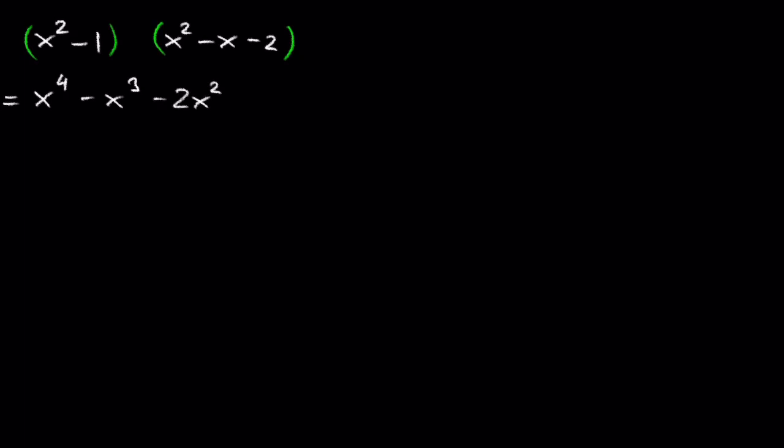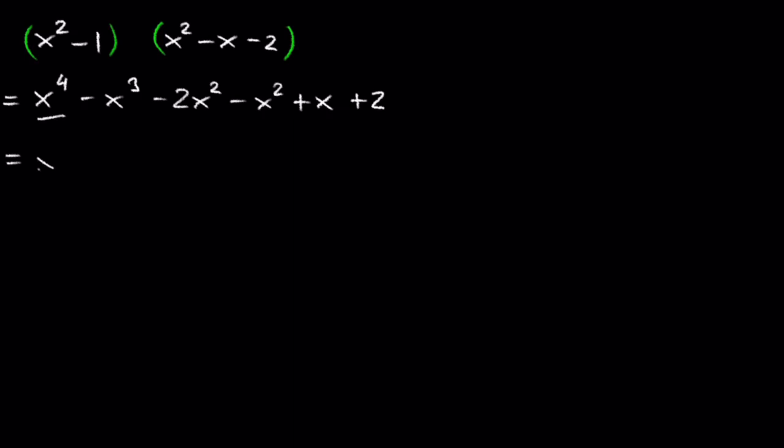Now let's multiply the binomial x squared minus 1 and the trinomial x squared minus x minus 2. x squared times x squared is x to the fourth. x squared times negative x is negative x cubed. x squared times negative 2 is negative 2x squared. Negative 1 times x squared is negative x squared. Negative 1 times negative x is x. And negative 1 times negative 2 is 2.